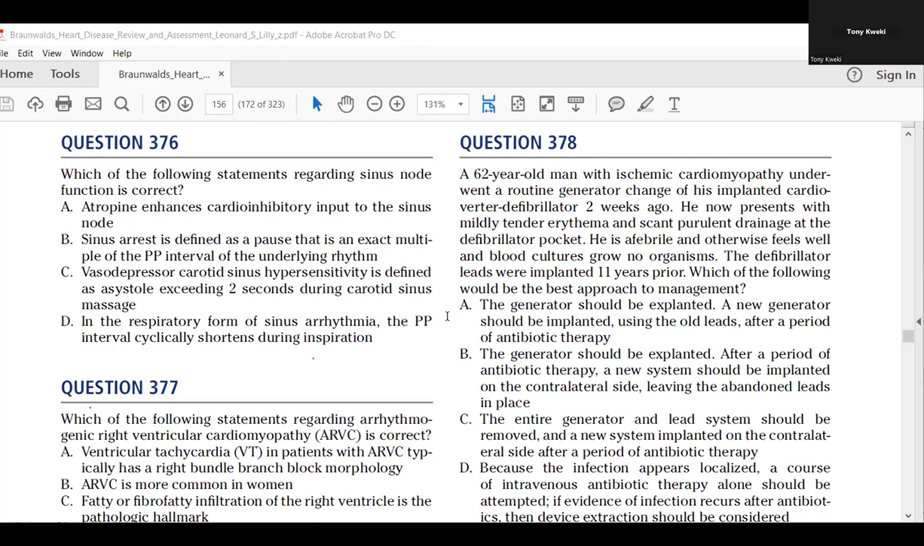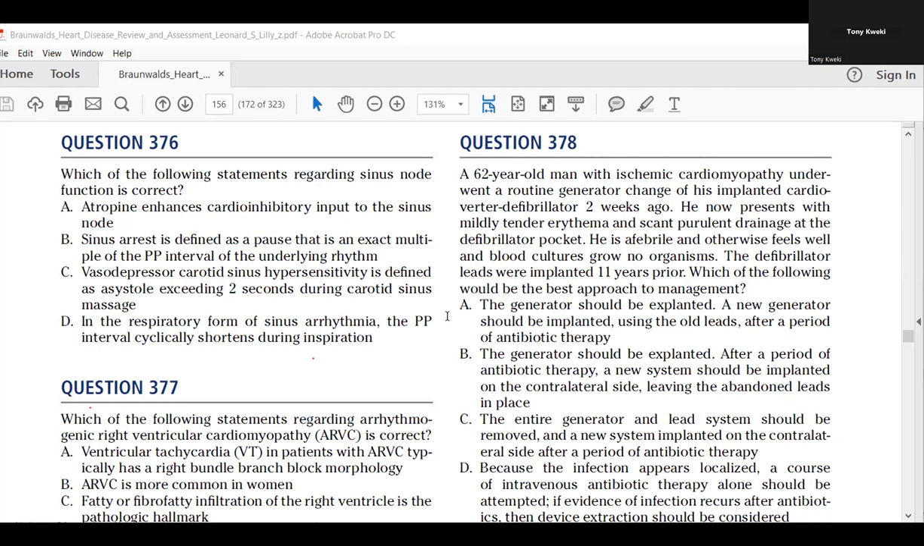Not just ACSTO, it is ventricular ACSTO that is greater than 3 seconds, not exceeding 2 seconds, greater than 3 seconds during carotid sinus stimulation or massage.